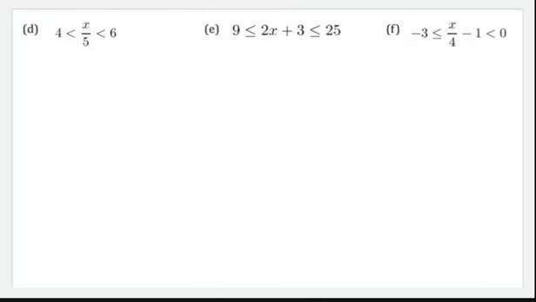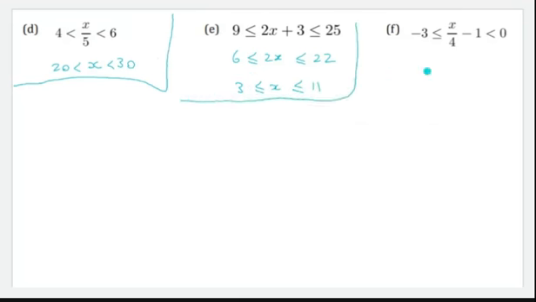Okay, so moving on to the next question, just really quickly. Just solving the inequalities. I'm not going to use the number lines this time. I'm just going to solve them. So multiplying everything by 5, I get 20 is less than x less than 30, just timesing through by 5. Here, taking 3 away from everything, I get 6 less than or equal to 2x less than or equal to 22. Then I'm going to divide everything through by 2. So I get 3 is less than or equal to x less than or equal to 11.